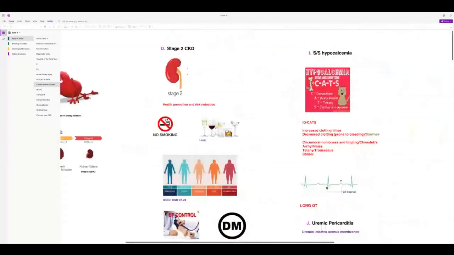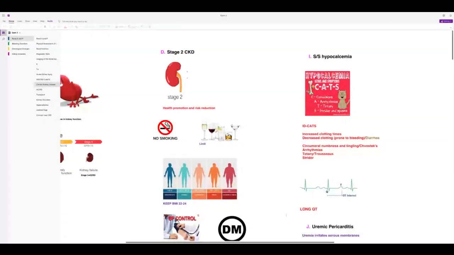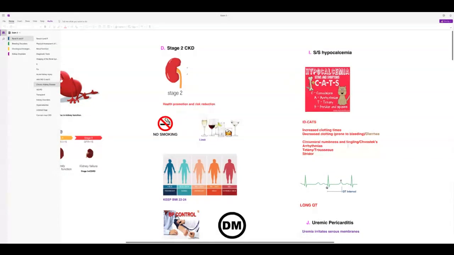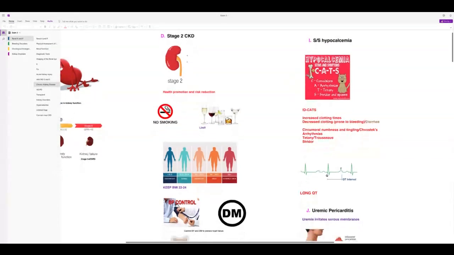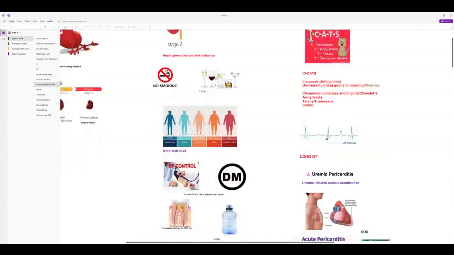All right, so signs and symptoms of hypocalcemia. They're going to have prolonged clotting times, okay? Calcium is used in like every clotting equation. So they're going to be prone to bleeding. They also have diarrhea. Circumoral numbness and tingling, Chvostek's, Trousseau's, tetany, and the long QT.